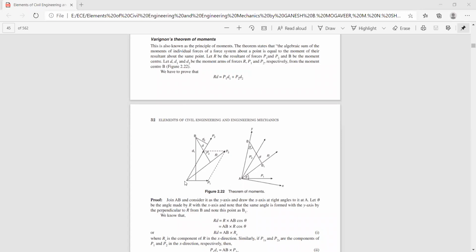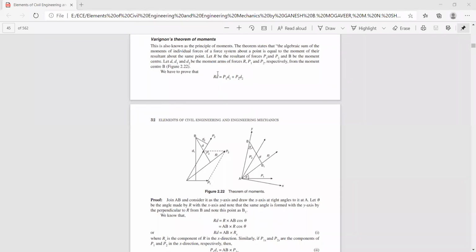What we have done is we have considered two forces acting at a point, and R be the resultant, and D1 and D2 are the perpendicular distances. And this point is the point about which you are going to consider the moment of the resultant as well as these two individual forces. Now join line AB. We shall consider this line as the y-axis and perpendicular to this is the x-axis, and the resultant makes an angle theta with respect to the x-axis as well as the y-axis.